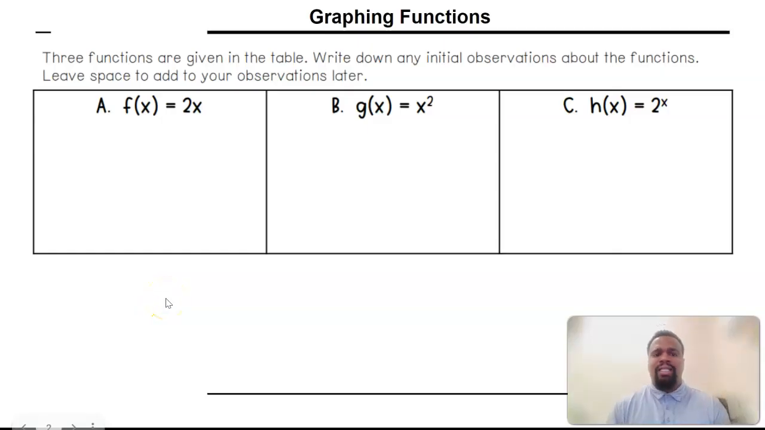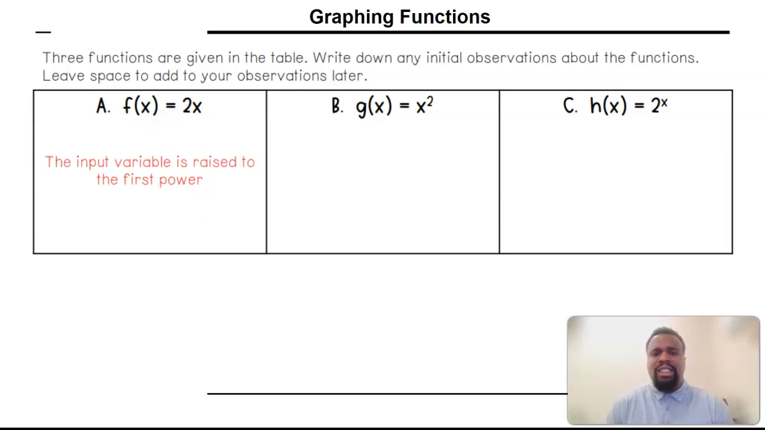Okay, so let's take a look at these functions. Just by looking at it, we want to look at some initial things here. So we've got 2 times x. Looking at this initially, we're just finding the product of 2 and x. But x is just raised to the first power, all right?